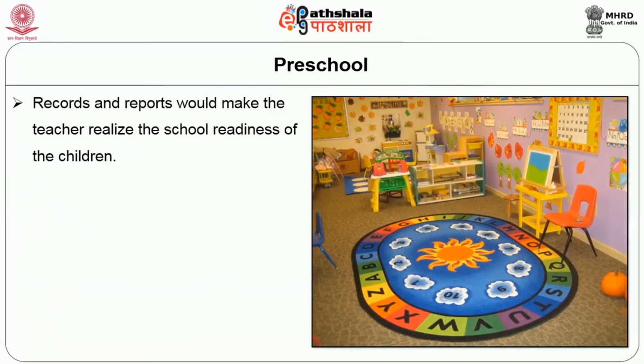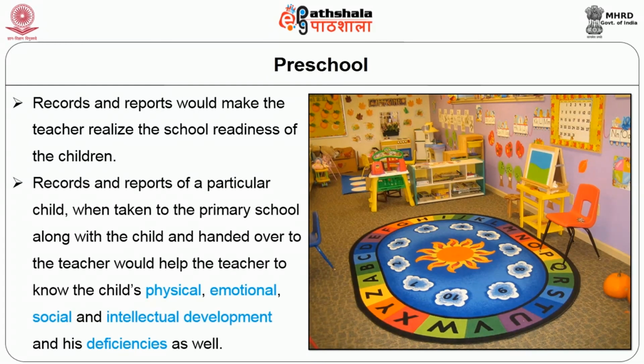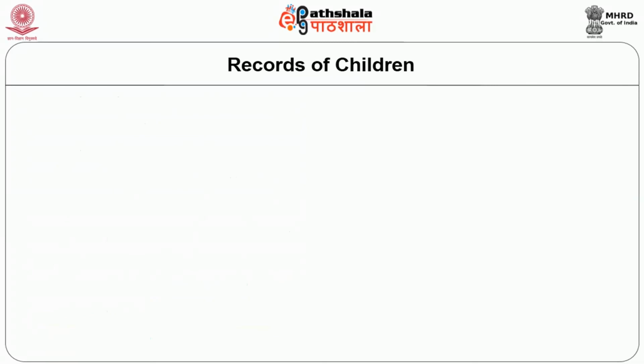Records and reports would make the teacher realize the school readiness of the children. Records and reports of a particular child, when taken to the primary school along with the child and handed over to the teacher, would help the teacher to know the child's physical, emotional, social and intellectual development and his deficiencies as well.